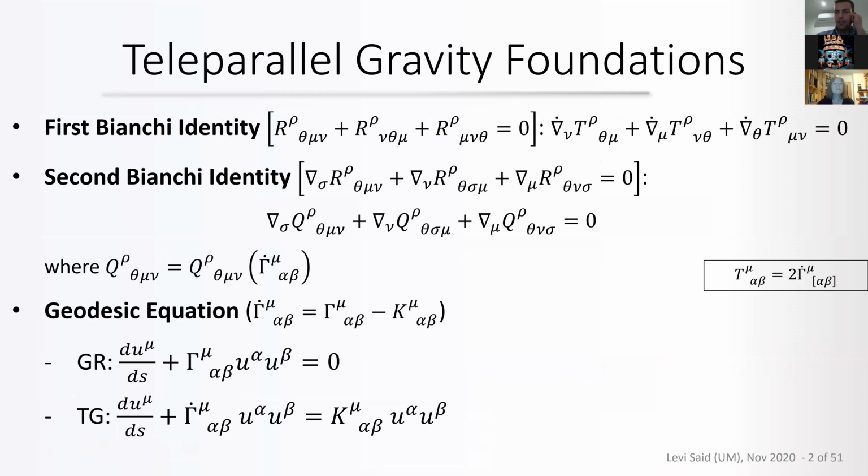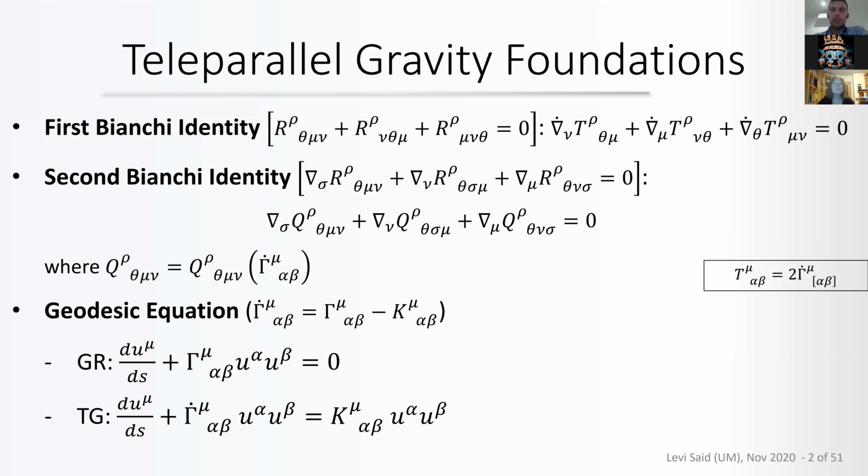Before starting what I had planned for today, I just wanted to talk about 2 points that came up in the question session. First was the Bianchi identities and then the geodesic equation, because it's very important to understand this. In the first case, the Bianchi identities, what are we doing? We're switching from the Riemann tensor as a measure of curvature to a torsion tensor, which is a measure of torsion. So we're doing this by changing our connection.